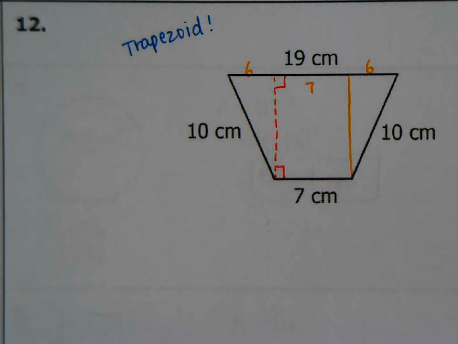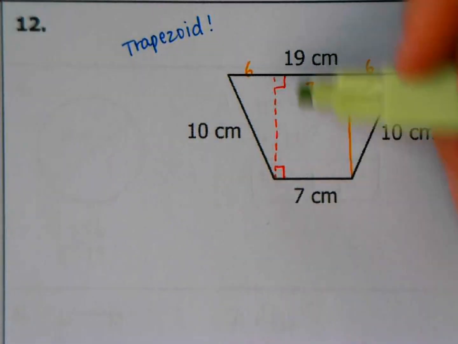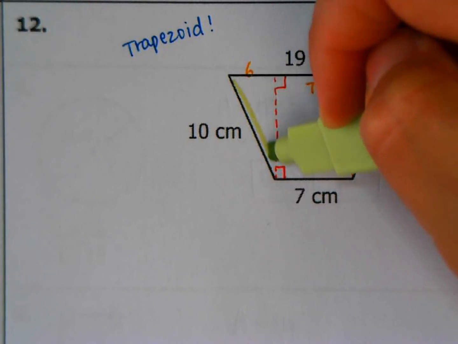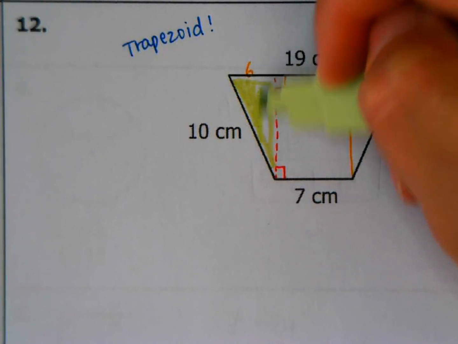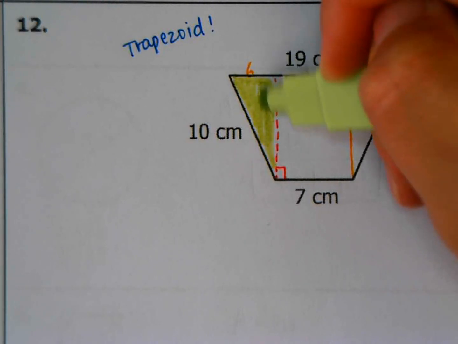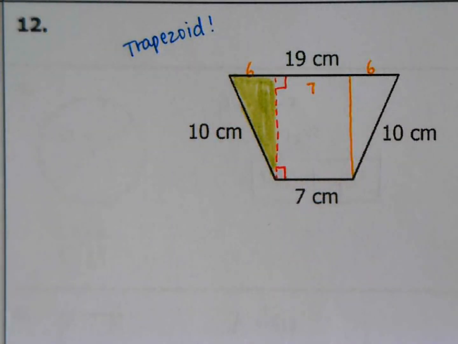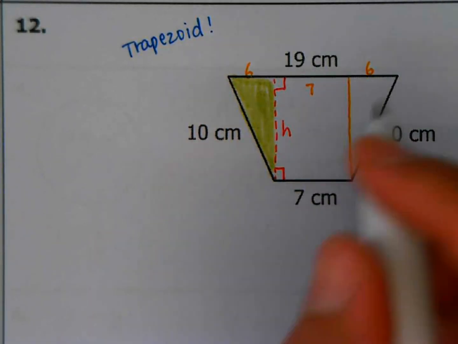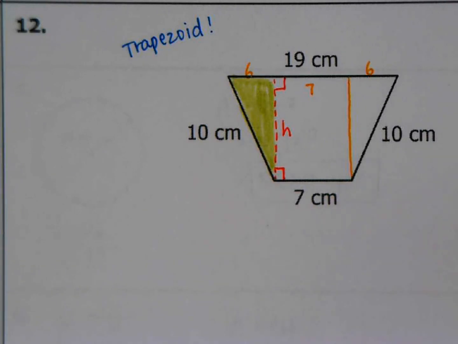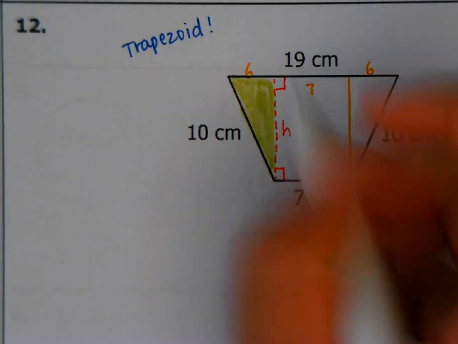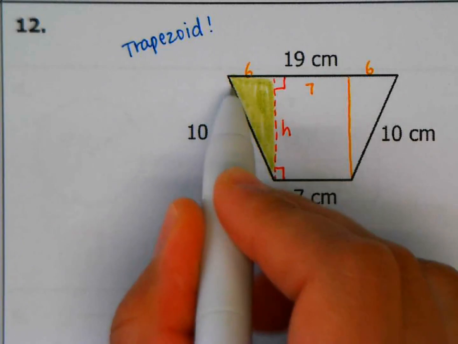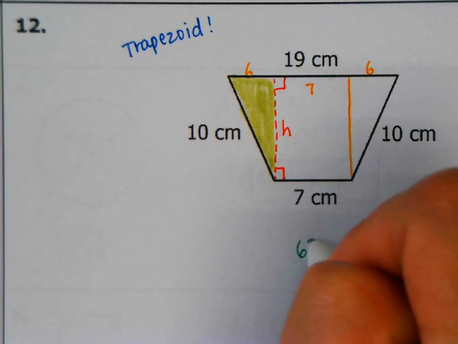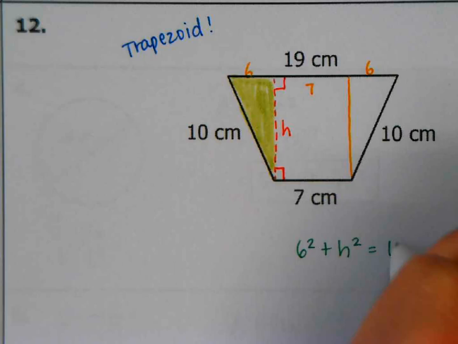Because just like number 11, I'm going to do this again. Right triangle to find our height. So here we go. Let's just do it in green again. Leg squared plus leg squared is equal to hypotenuse squared. And fast forward, h is going to be 8. So the height is 8.